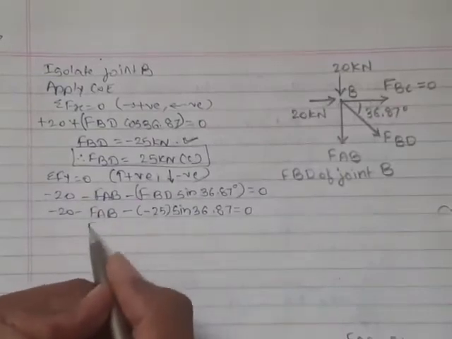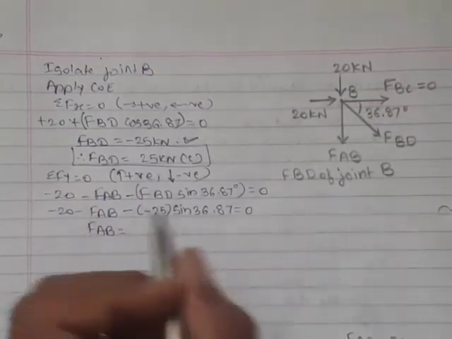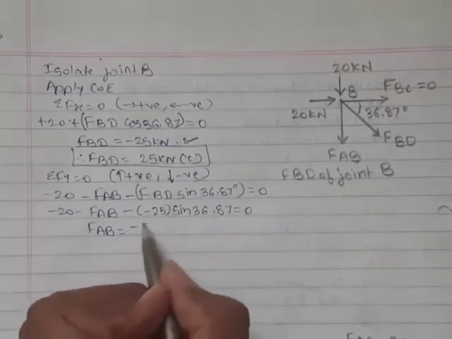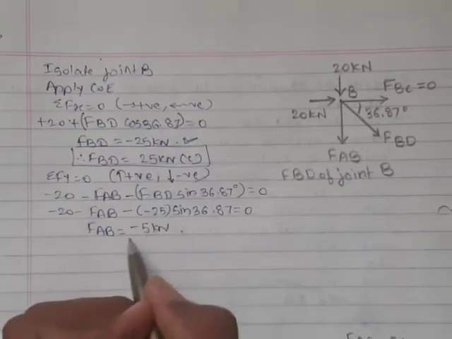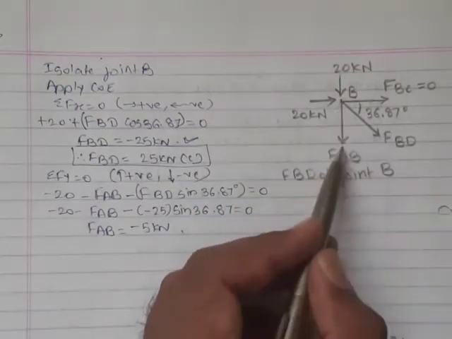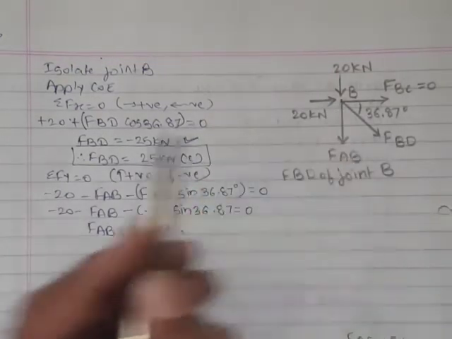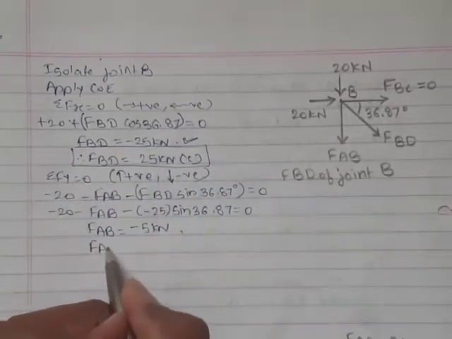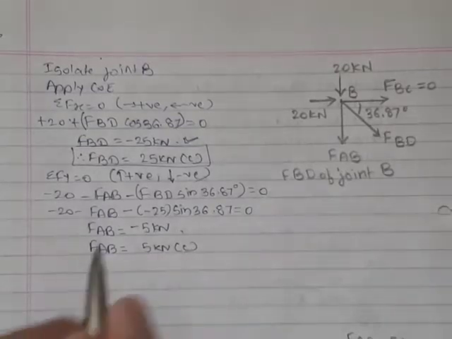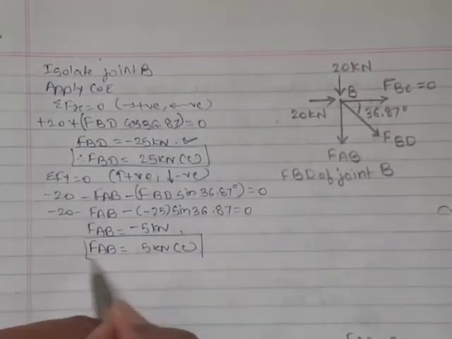So here finally we get the value of FAB. The value of FAB comes to be, again, minus 5 kilonewton. So a minus 5 kilonewton suggests that our initial assumption, FAB acting outward or having tension force, is wrong. Actually the force in member AB has compressive nature. So here we got the force in one more member.